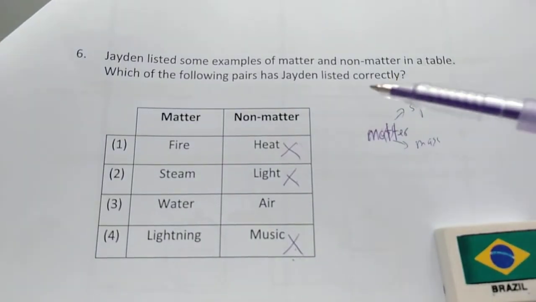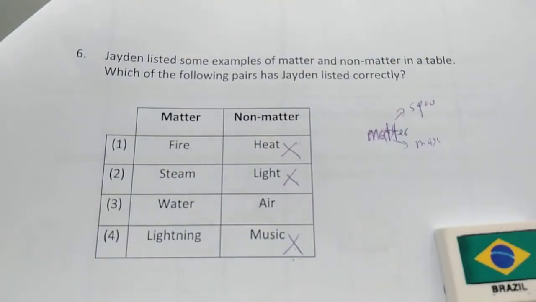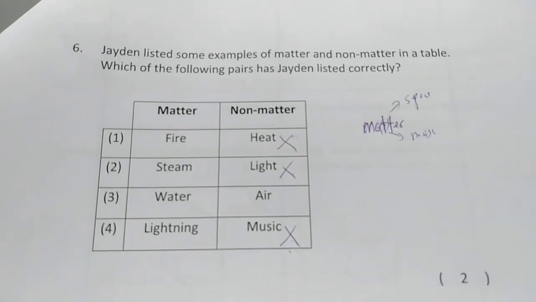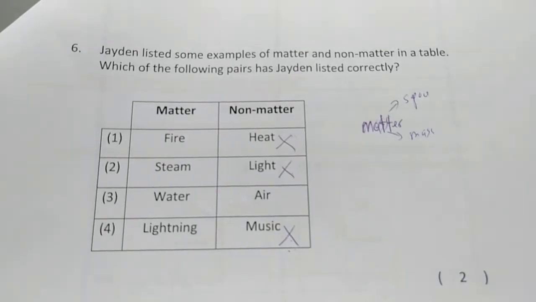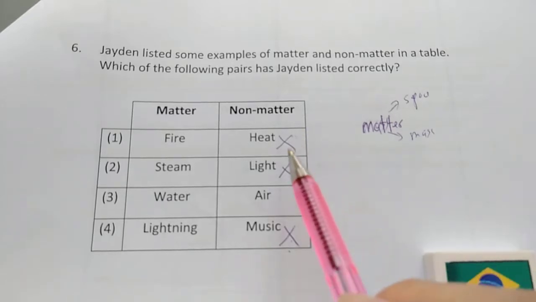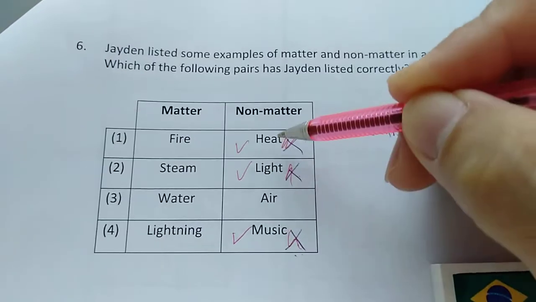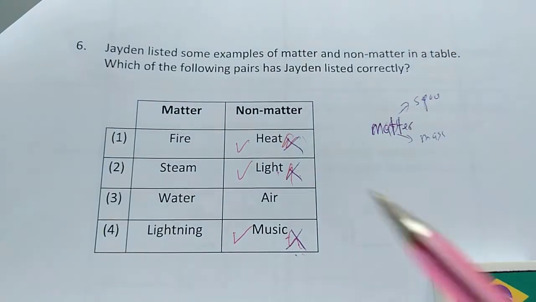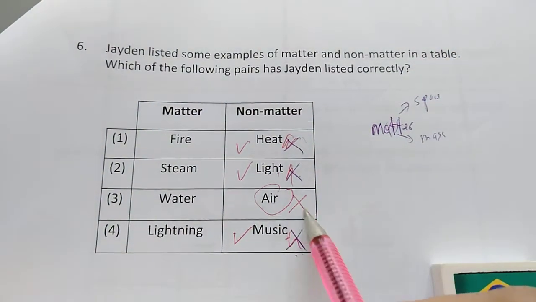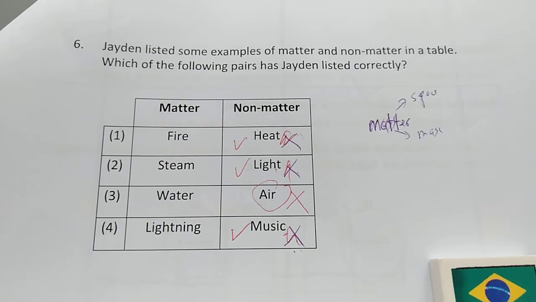So here, by looking at non-matter, I know for sure already the answer is number 3. Sorry, I said something wrongly. Non-matter, these are all non-matter: heat, light and music. I know for sure air is wrong. Air is matter, it's a mixture of gases.